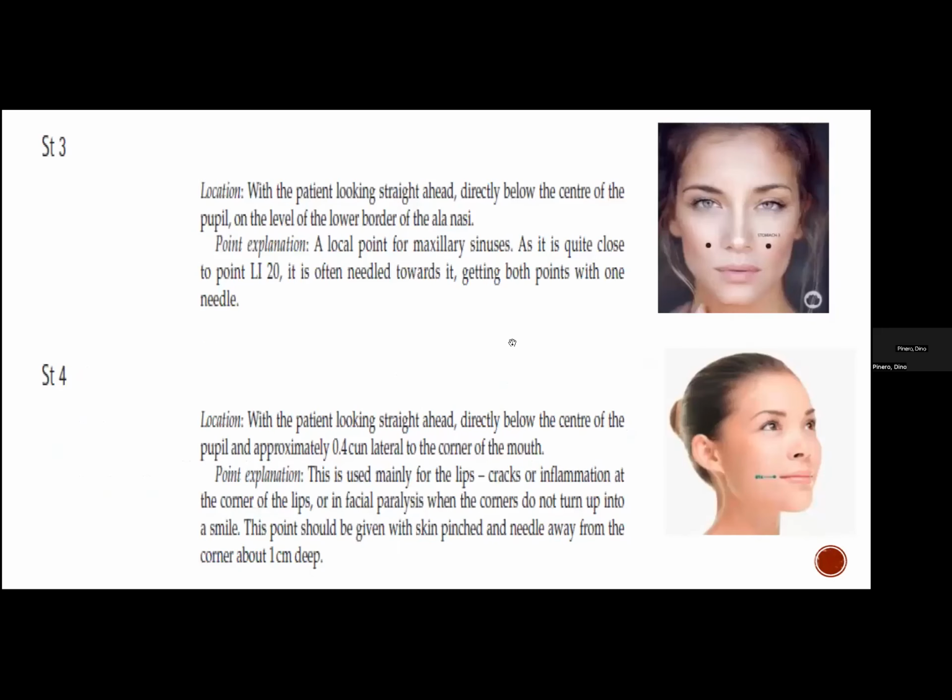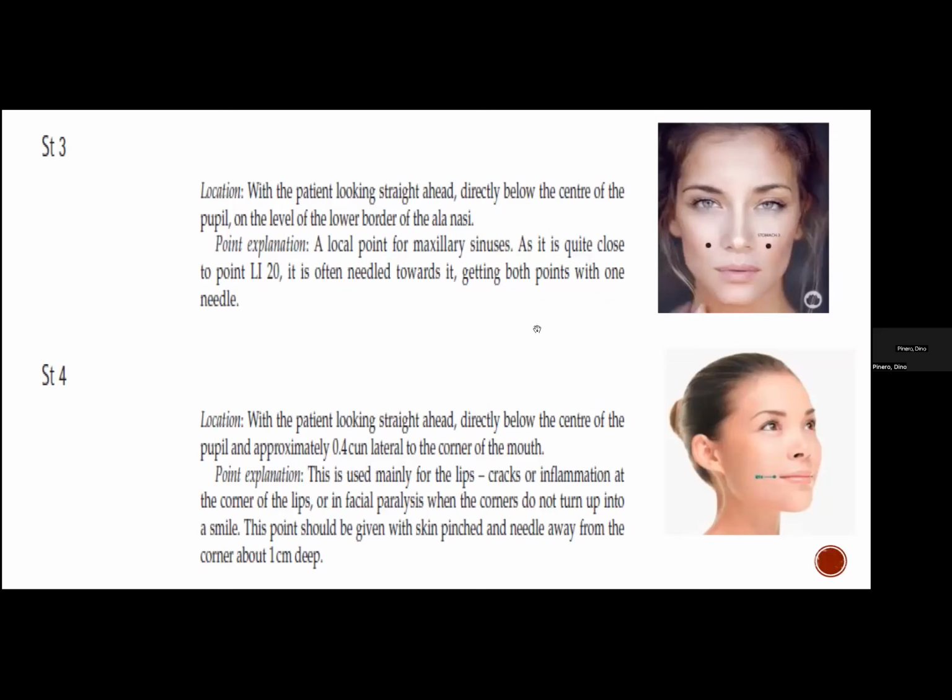Next, we have the stomach 3. Ang location niya, with the patient looking straight ahead, directly below the center of the pupil. So, i-align po sa center ng pupil, on the level of the lower border of the ala nasi. Point explanation: a local point for maxillary sinuses, as it is quite close to the point LI20. It is often needled towards it. So, pag needle, papunta po sa may LI20, getting both points with one needle. Okay, dito po sa may side ng nose.